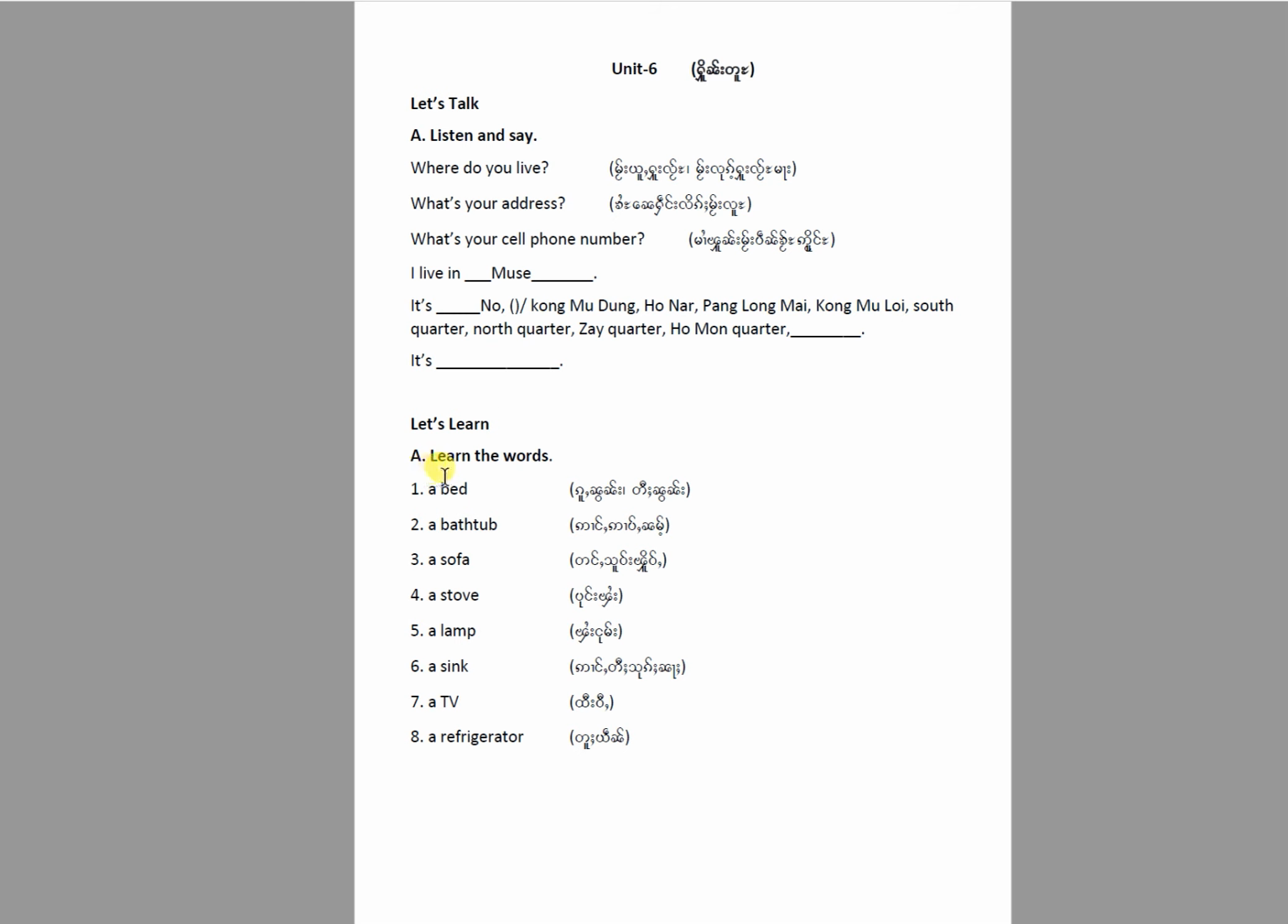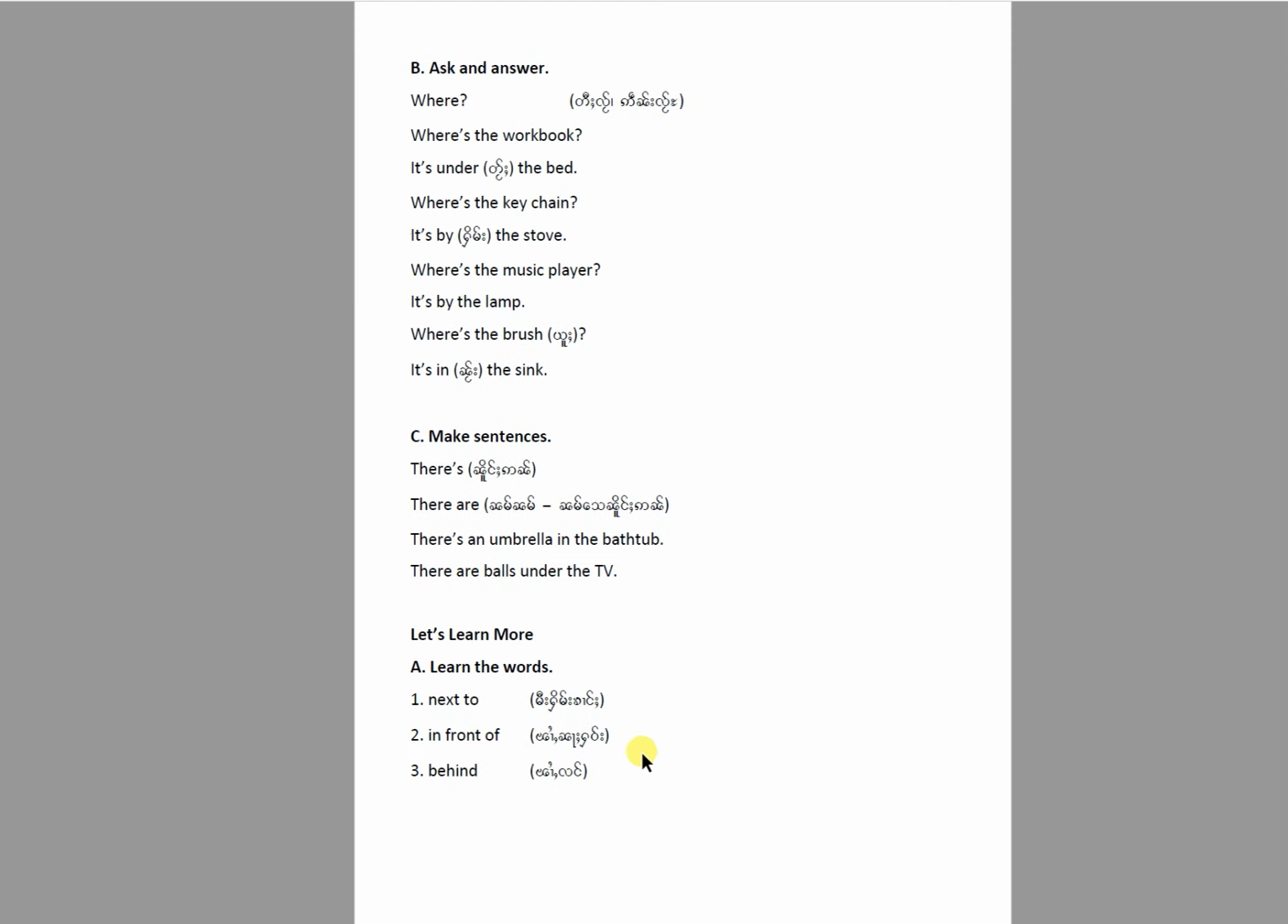Let's learn. A. Learn the words. A bed, a bathtub, a sofa, a stove, a lamp, a sink, a TV, a refrigerator. B. Ask and answer. Where?